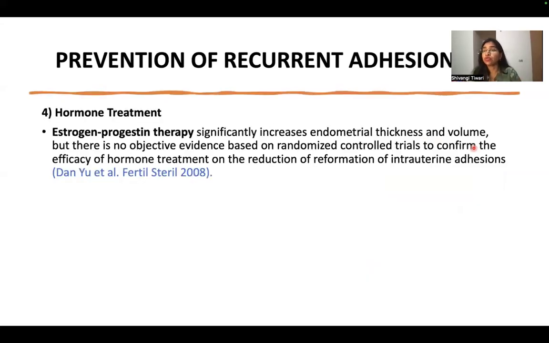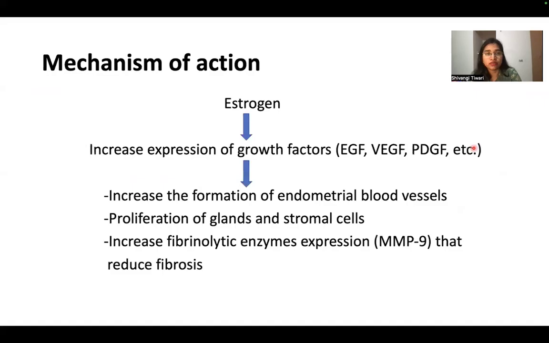Next is estrogen progesterone therapy. It has been shown that estrogen progesterone therapy significantly increases the endometrial thickness and endometrial volume, but there is no objective evidence based on RCTs to confirm the efficacy of hormone treatment on the reduction of reformation of intrauterine adhesions. But mostly people are using estrogen progesterone therapy and it is showing promising results in prevention of intrauterine adhesions.